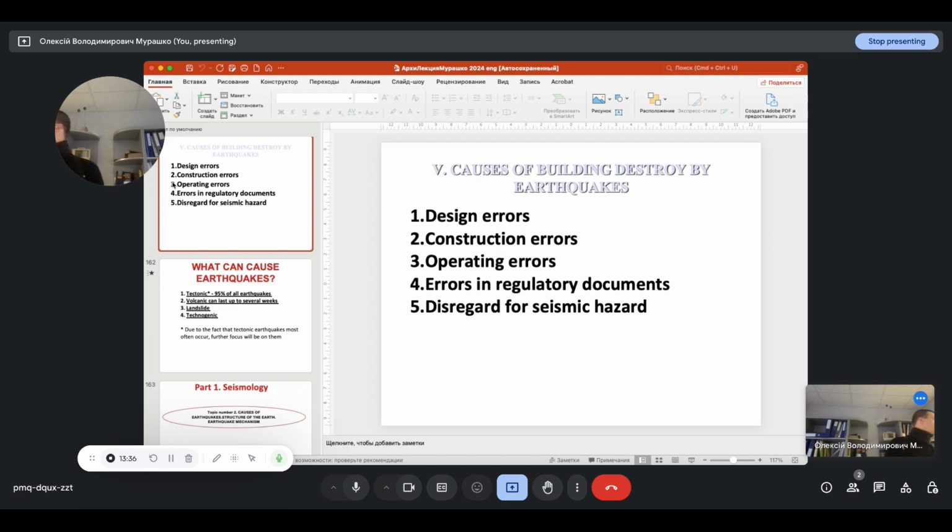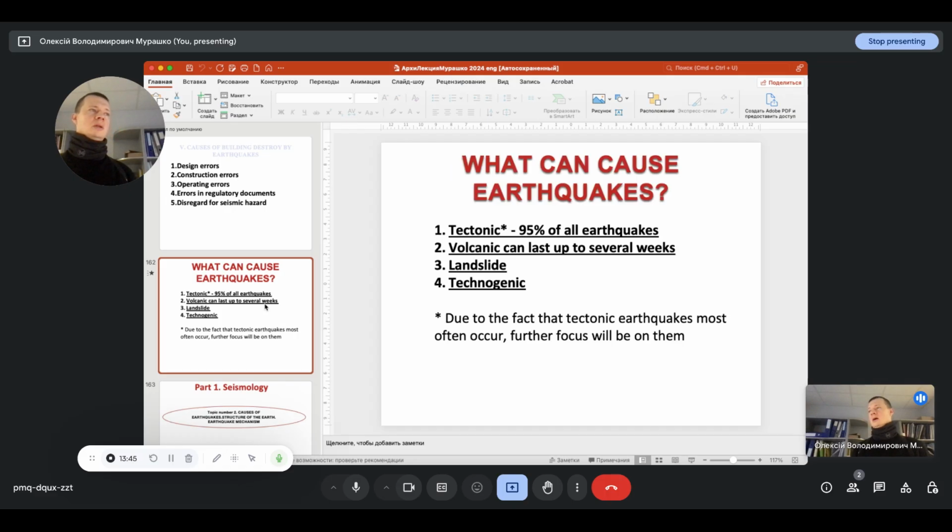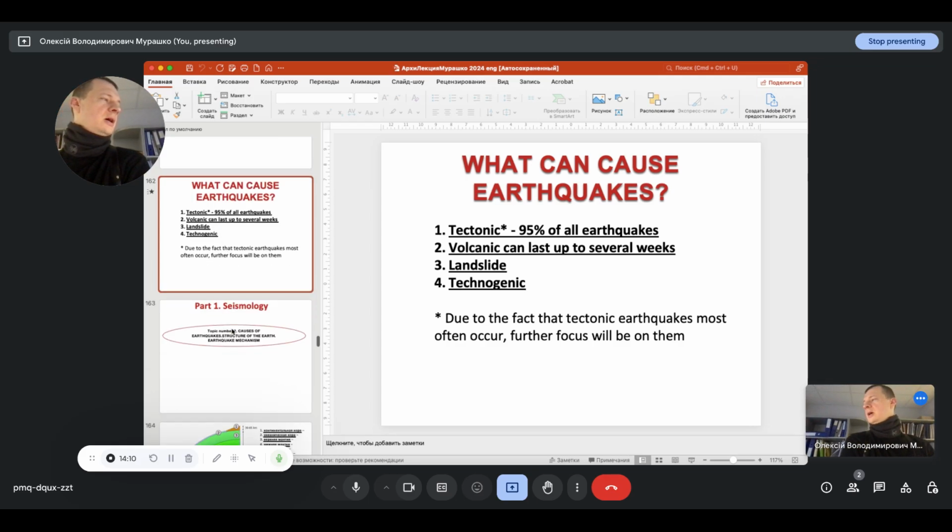Also, because of the errors in regulatory codes, in the building codes, and the complete disregard of seismic hazard. What can cause an earthquake? First of all, it's the tectonic action of tectonic plates and lithospheric plates. It's more than 95% of all cases. The rest of the causes are volcanic impacts, landslides, and technogenic. So it is the influence of mankind on the planet and its response to it.